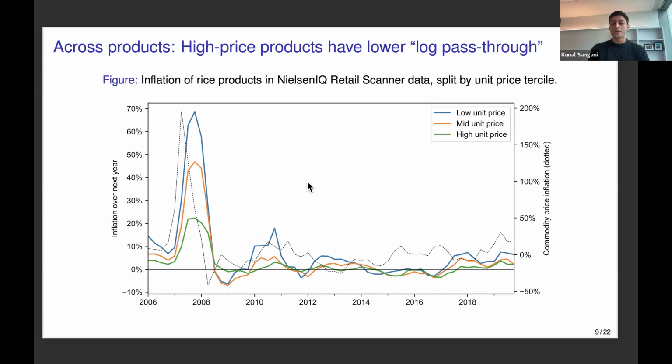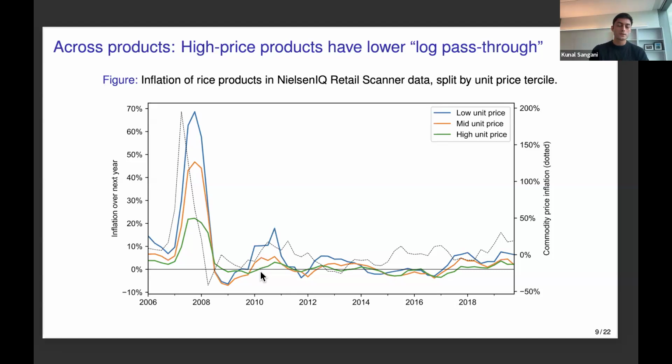And so here I'm showing you rice as an example. Rice is a great example here because there was this pronounced shock to rice commodity prices in 2008, the global rice crisis, when India and Vietnam imposed export restrictions on rice. And so you can see that rapid inflation and deflation in rice commodity prices in 2008 in the dotted line. And then the 3 solid lines here are showing the reaction of inflation for rice products at the grocery store in response to this commodity cost shock.